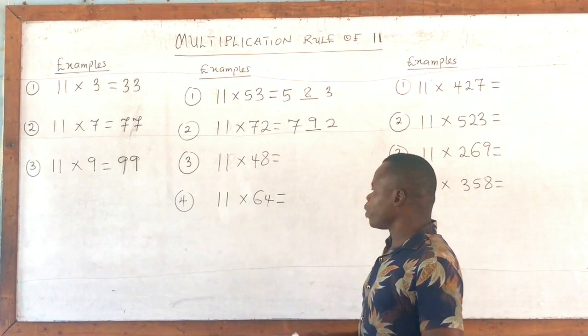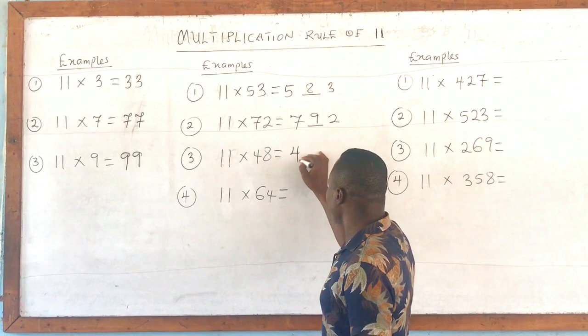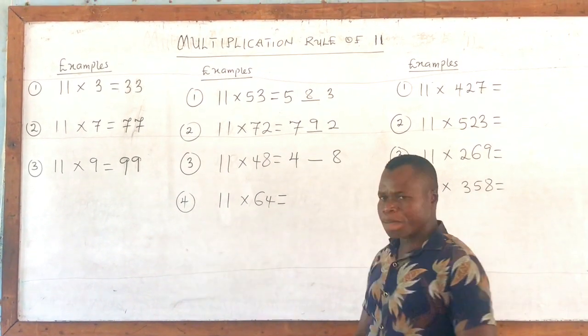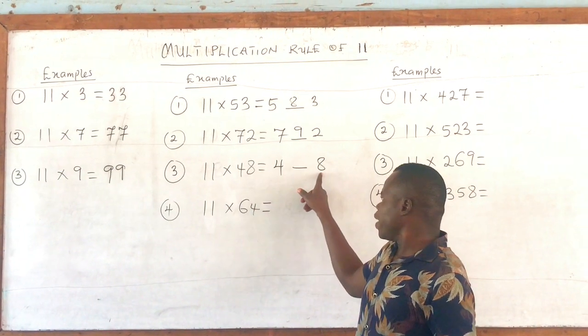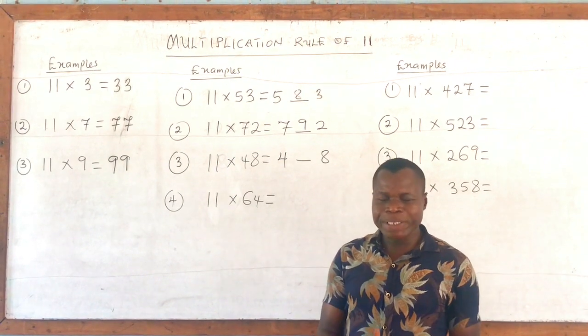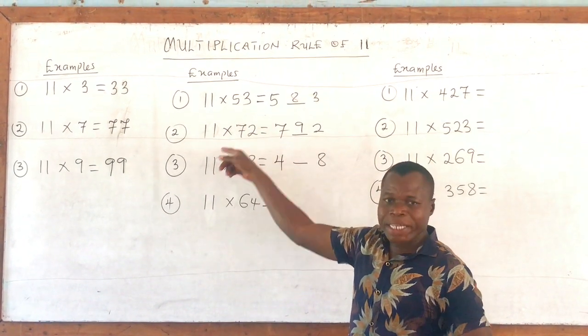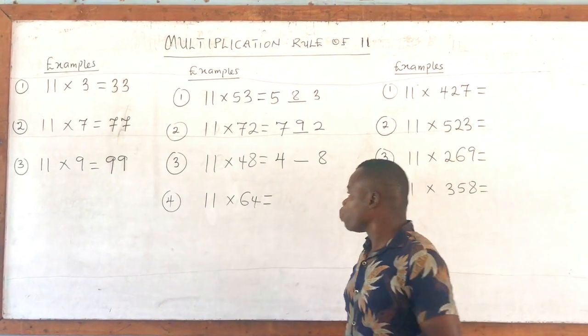Here I have 11 times 48. And 11 times 48, what I will do is I'll write 4, leave one space, and write 8. So now, 4 plus 8 is 12. You see that this particular example is a little bit different from example 1 and example 2.